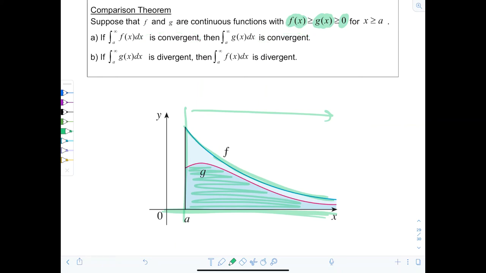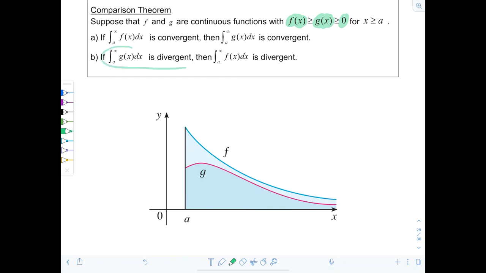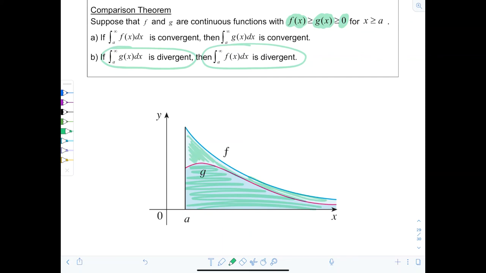What else can we say? Well, if the integral from a to infinity of g of x dx is divergent, then the integral from a to infinity of f of x dx is also divergent. Let's think about it here. If we take this integral from a to infinity and the limit is divergent, it's divergent because the limit doesn't exist. It blows up to infinity or negative infinity. And f of x is even larger, so it has to diverge as well, because it's going to have even more area under the curve. There's no way it's going to approach a finite number.